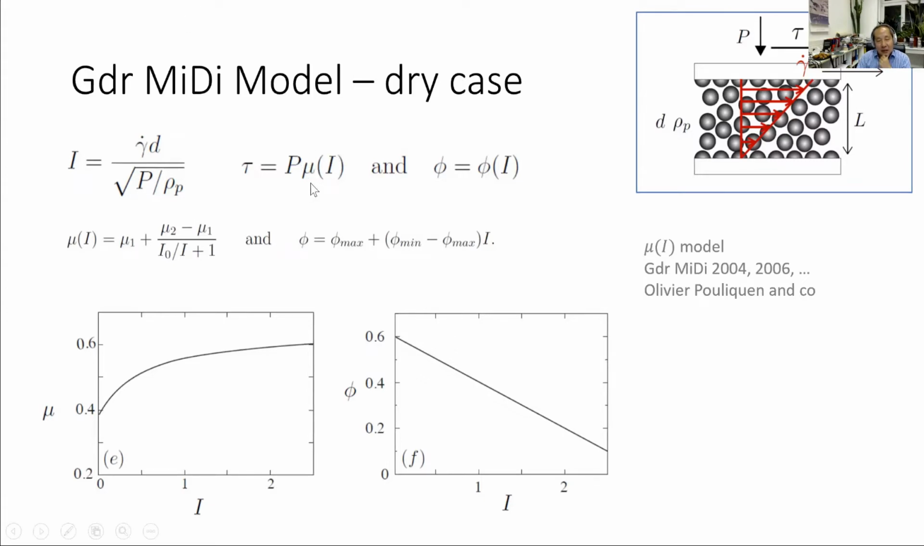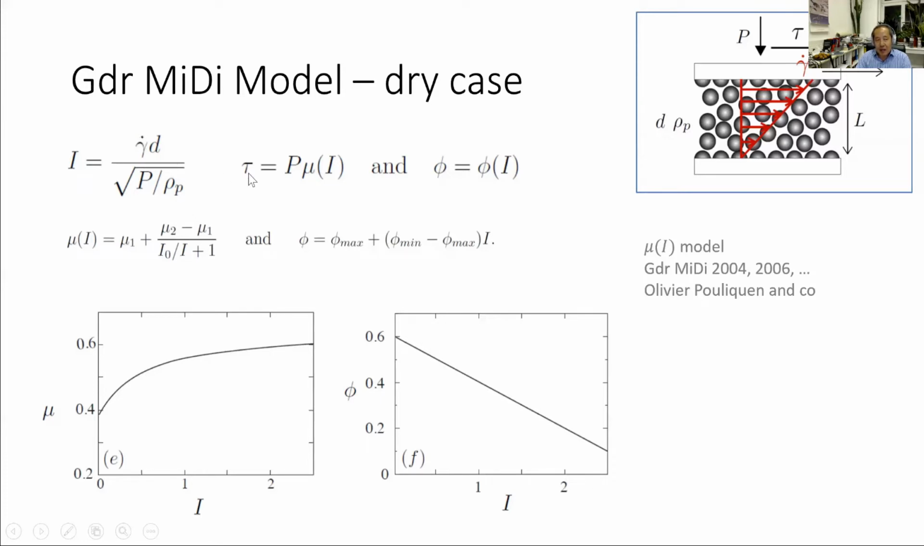And mu is the friction coefficient. But they say that the friction coefficient depends on I, right? What is I? I is defined here. It's called the inertial number. We'll later have a look at what kind of number it is. It is basically the strain rate times the diameter of the particles. And here in the denominator, in a square root, we have the pressure divided by the density of the particles, right? If you check the dimension, you will easily find out that this number is dimensionless. So for a given pressure and given material parameters, this number is nothing but the strain rate.